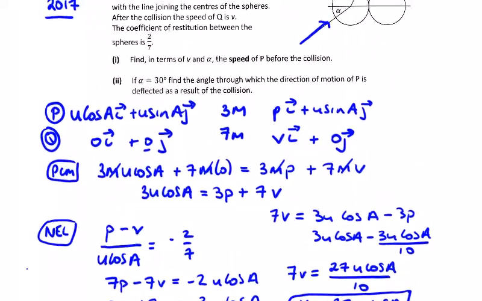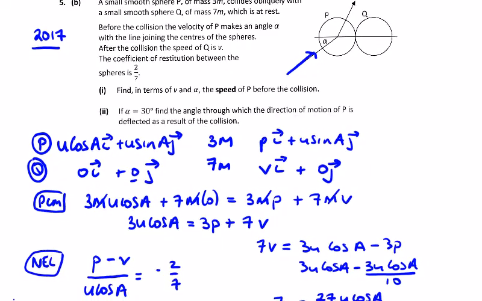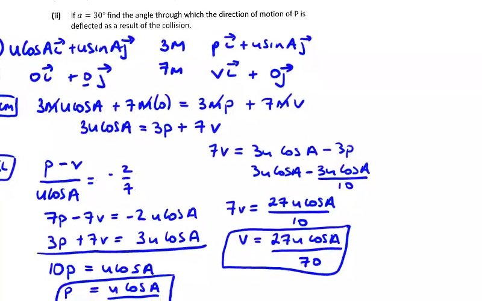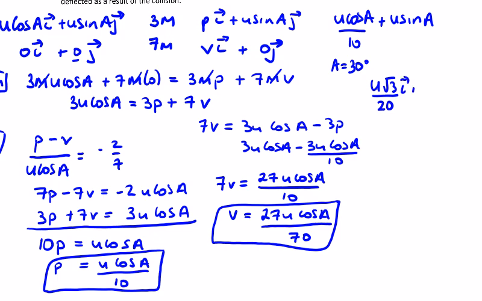Then we're asked, if alpha is 30, find the angle through which the motion of P is deflected as a result of the collision. Okay, with p i plus u sin alpha j, so that's u cos alpha over 10 plus u sin alpha, and alpha is 30. So if alpha is 30, we get u by the cos of 30, which is root 3/2, so that would be root 3/20. And then that's in the i direction, and u sin alpha will be u by 1/2, so that's just u/2 in the j.